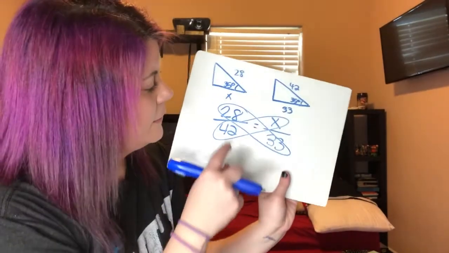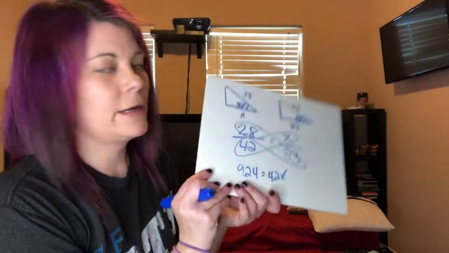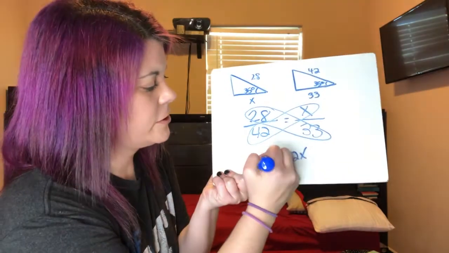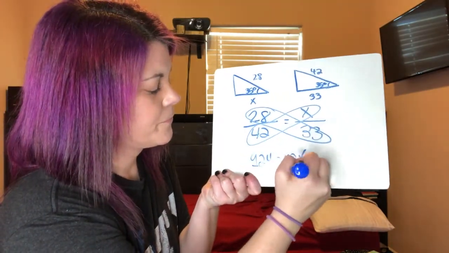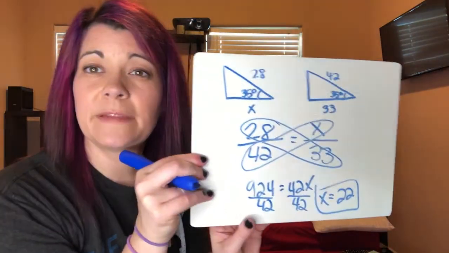We're going to use the butterfly method. 28 times 33 is 924, which is equal to 42x. Then we divide both sides by 42 and we get x is equal to 22. So that is how you find a missing side of a similar triangle. So let's do a few more. Let's do one more.